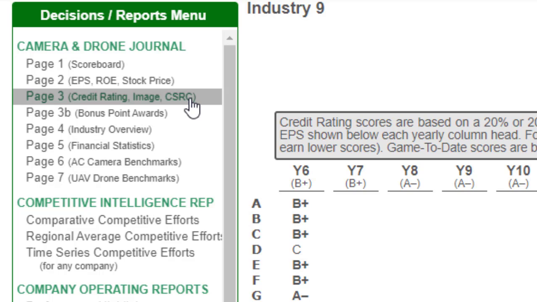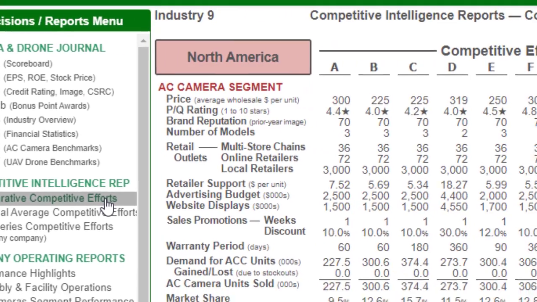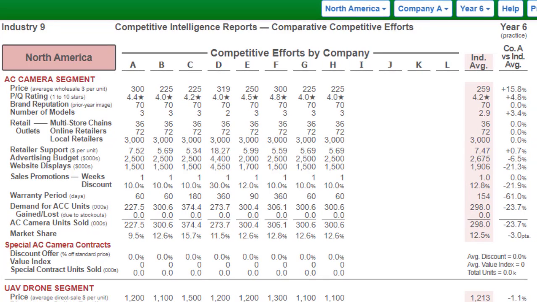The biggest report that I would want you to look at, though, is under the competitive intelligence report. Here's the information you should be analyzing. Keep in mind, this is the decisions from year 6. So if you're wondering, oh, well, I can see the decisions, I can just mimic their decisions. Well, keep in mind, these aren't live decisions. This is what they did last year in year 6. So obviously they could change.